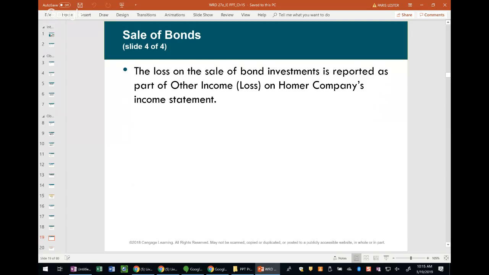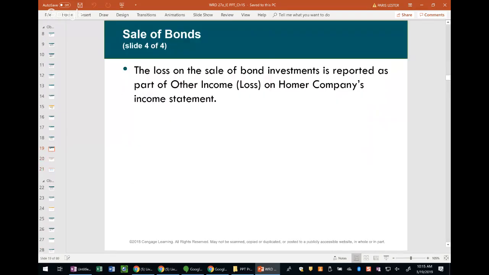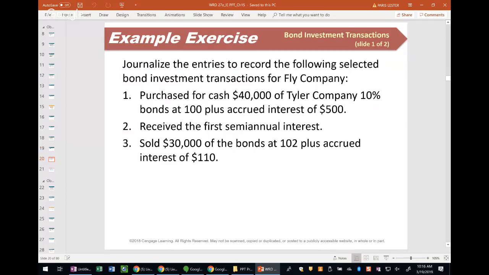All right, the loss on the sale of bonds is reported as part of other income or loss. All right, it says to make those entries. Now, Alexander, if you were making this first entry up here, what would you debit for the 40,000?